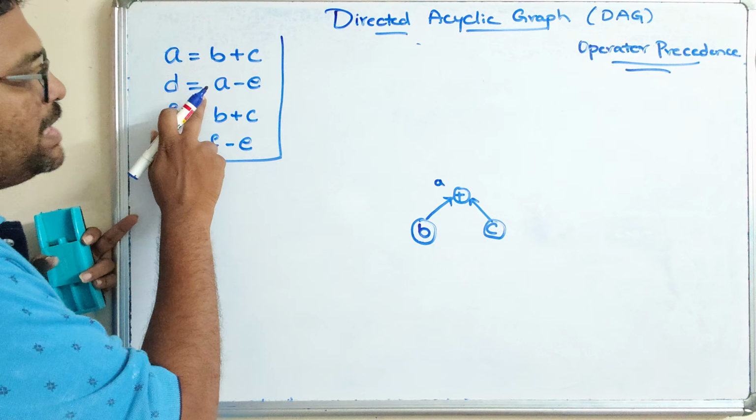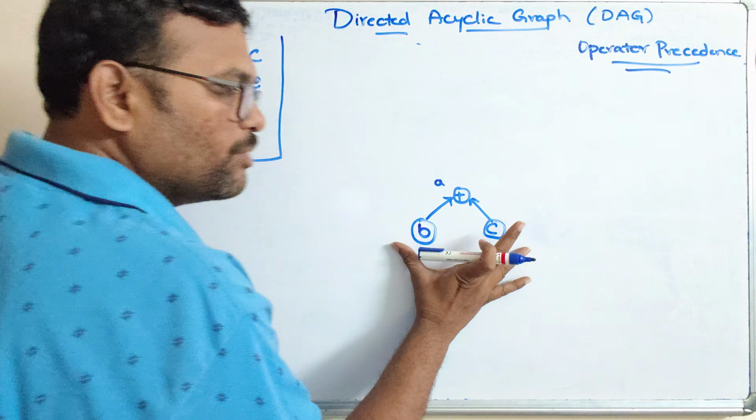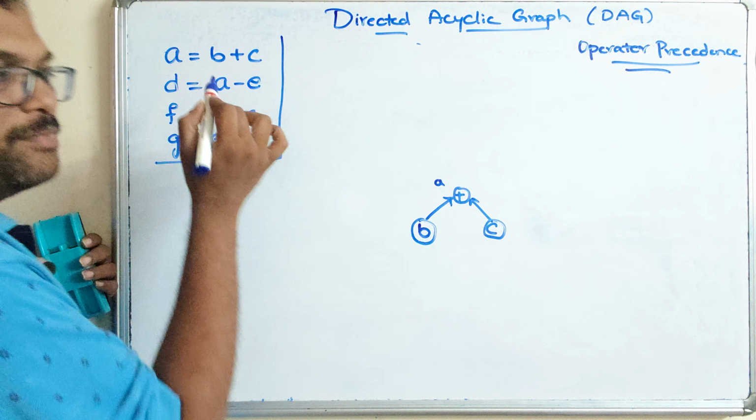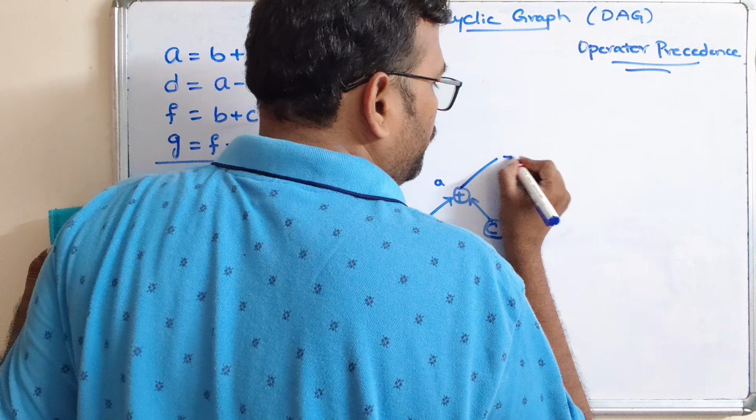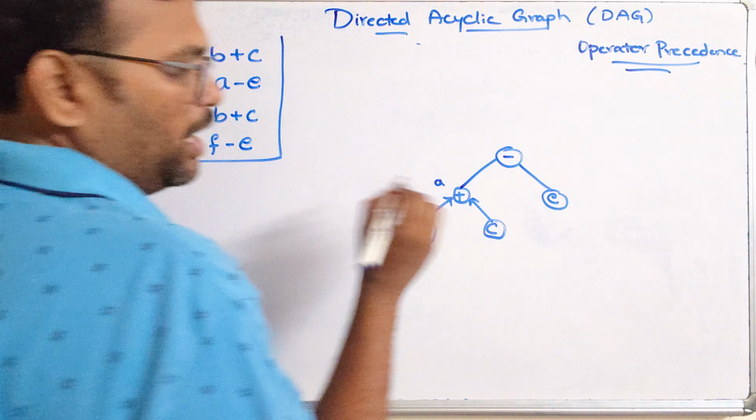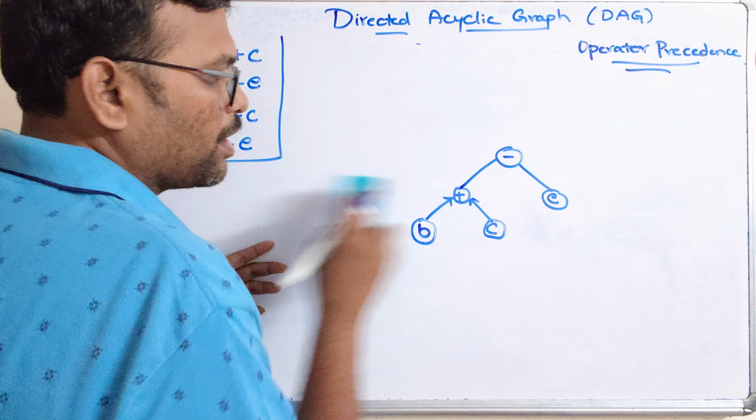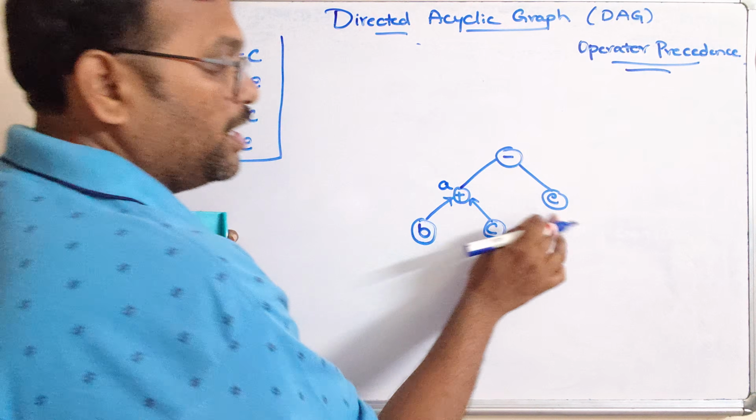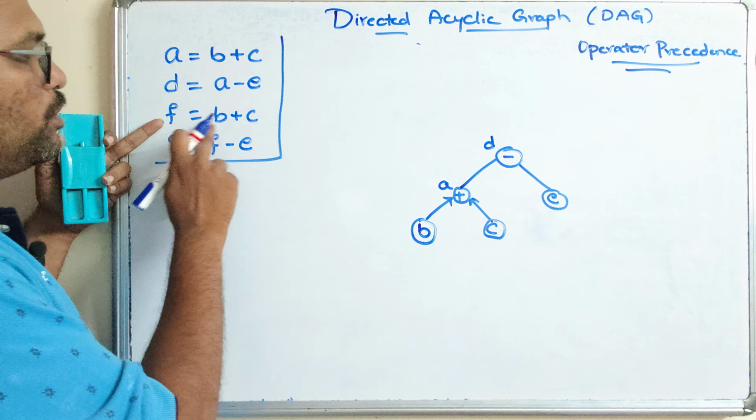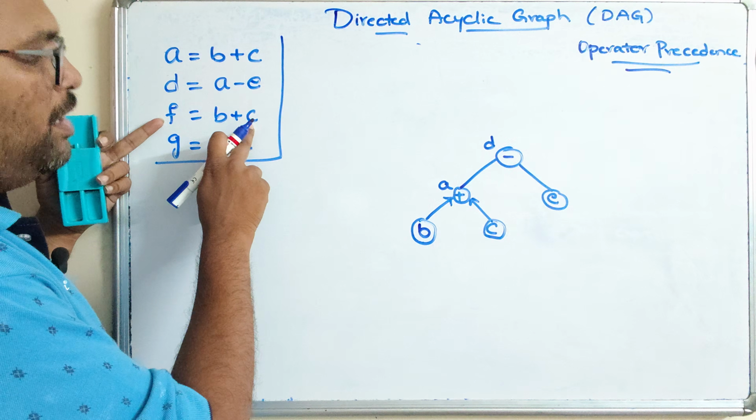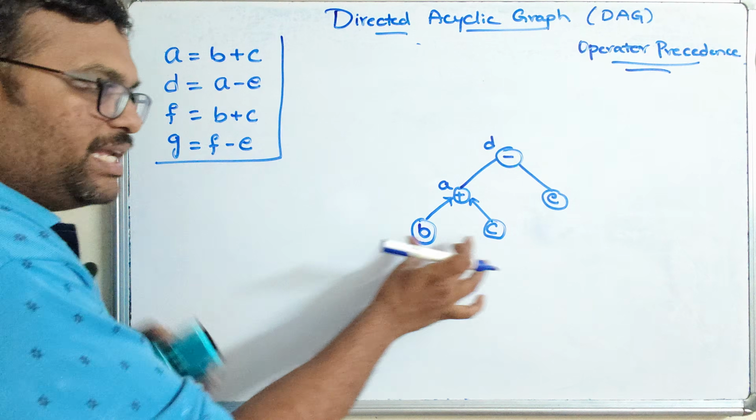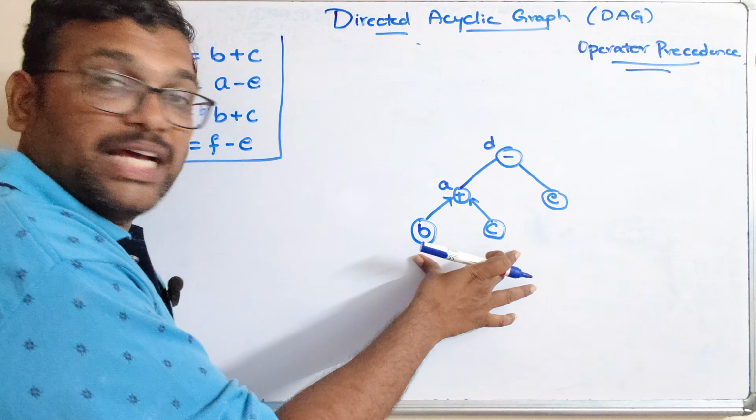Next, D is A minus E. Whatever result we get from A should be used in this expression, so E should be subtracted from this one. Once again I'll use minus and E. So this is A, this is E, and this is D. Next, F is equal to B plus C. What is B here, and C here? Already B and C are the same.